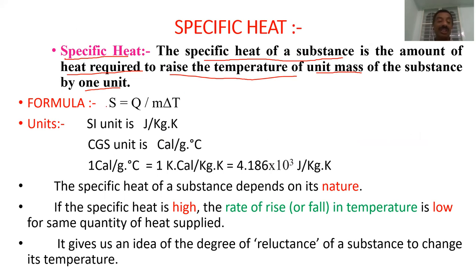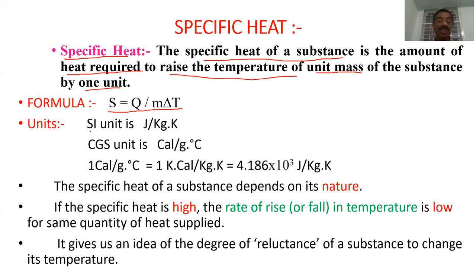Formula for specific heat: S is equal to Q by m delta T. Expanding the terms: S is specific heat, Q is heat, m is mass, delta T is change in temperature.